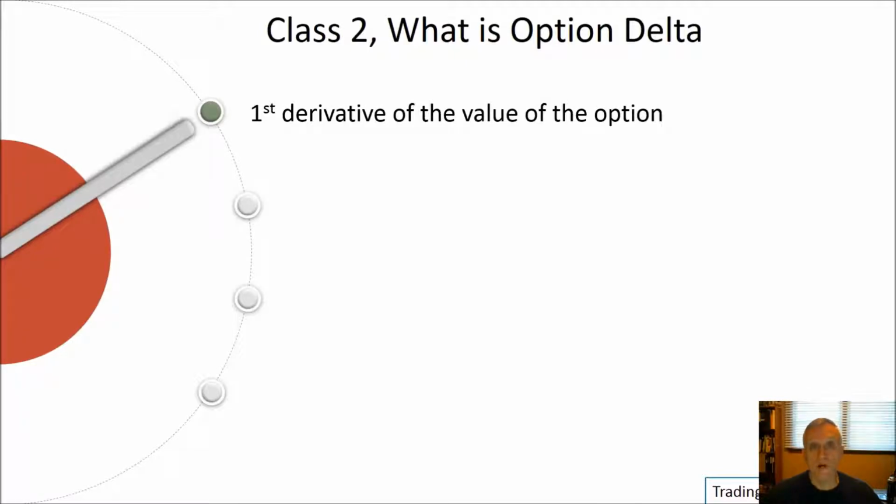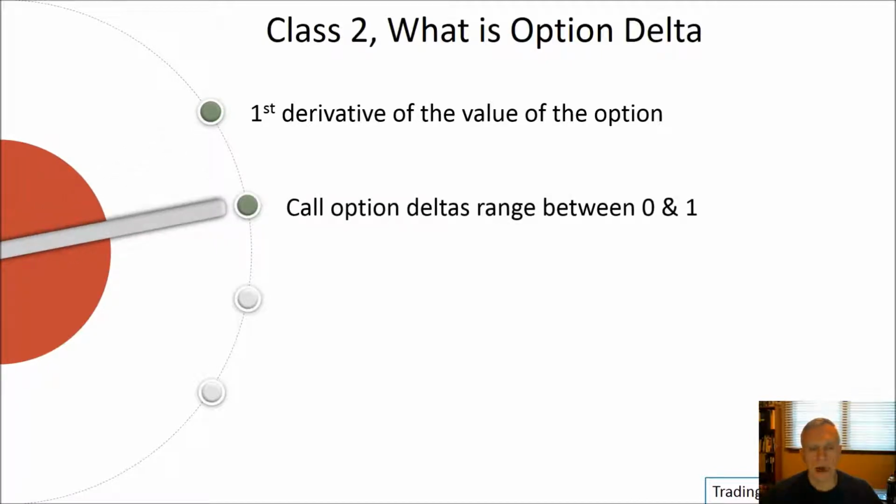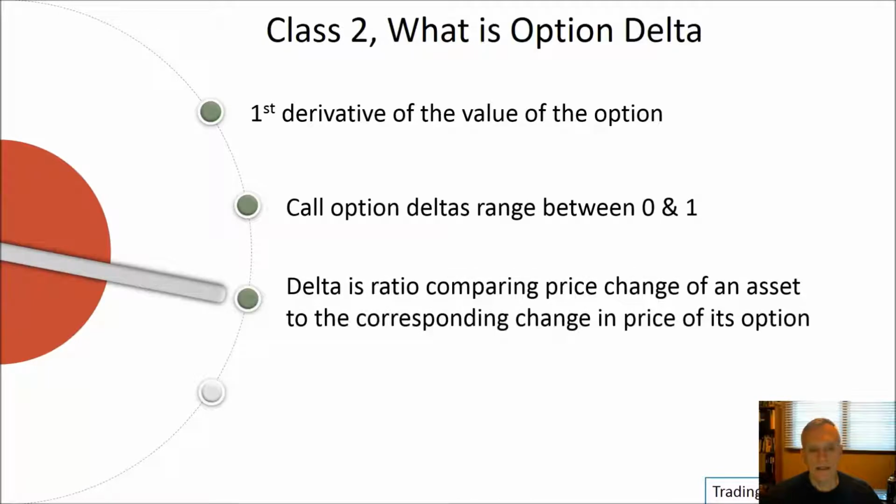Well, all options have a pricing mechanism, and delta is the first derivative of that. Call option deltas range between 0 and 1, so call option deltas are always positive. Delta is just the ratio of comparing the price change of an asset or a stock to the corresponding change in the price of its option.